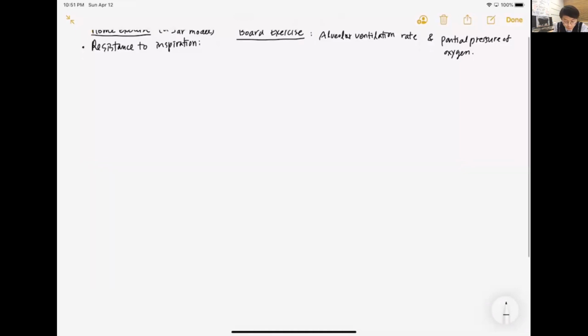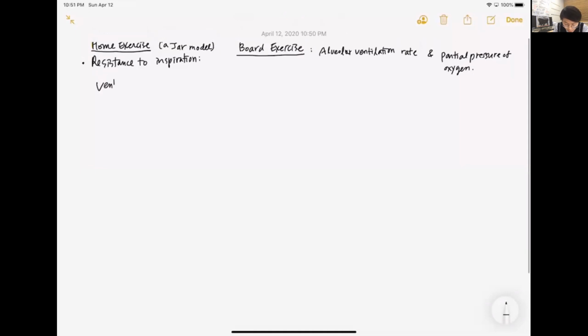So we can have this ventilation as a jar model, which is like this. And then we can consider our alveolar space as this big jar. Then the driving force for all this airflow is a pressure difference. So we can define this point as atmospheric pressure. And then the pressure inside here is the pressure of the alveolar space, ALV.